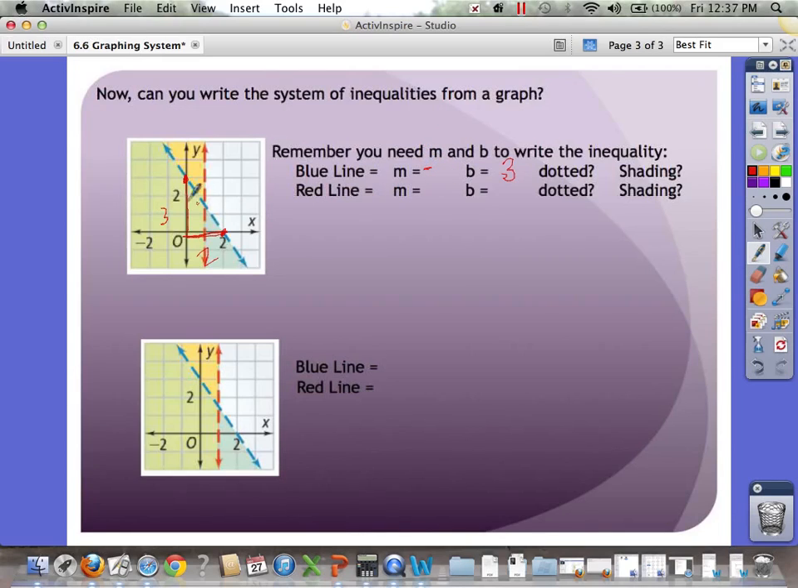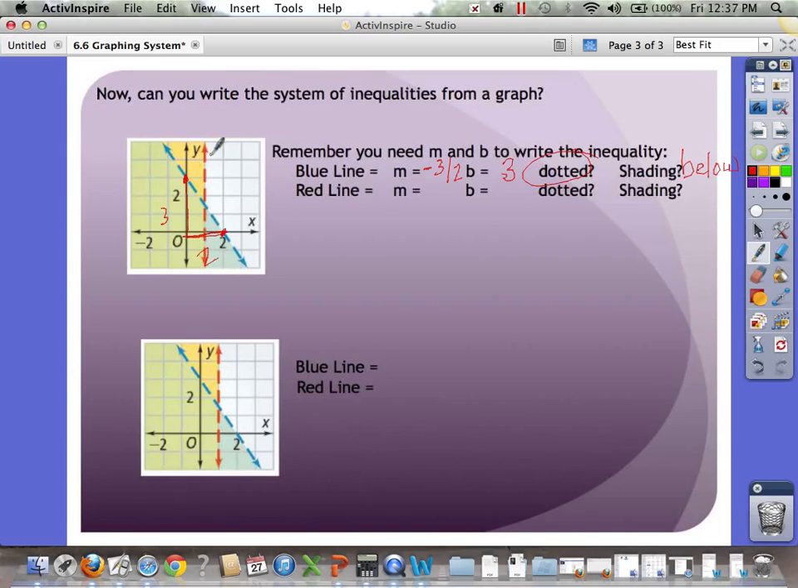Put that first. Then put your dots. Put the rise over the run. So we went down 3, and then we went right 2. So it's negative 3 over 2. Okay. It was dotted. And it was below. Okay. So when we go back and figure out these inequalities, we'll have to have all this information. So it's dotted and it's shaded below.